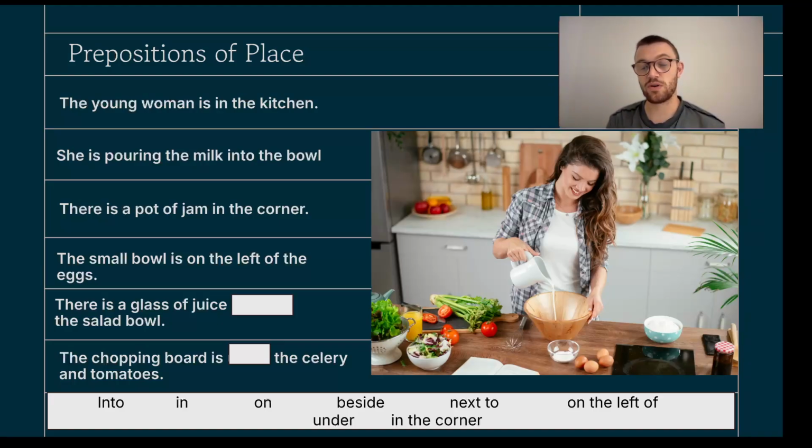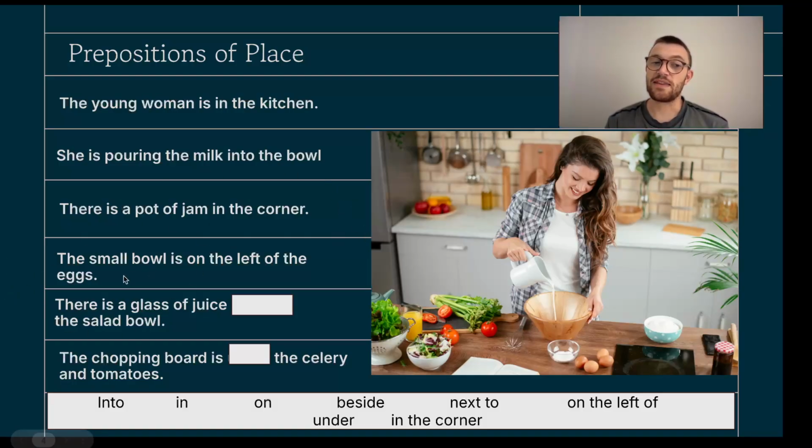So for left and right, we usually use on. You could have said next to. If you said next to, that is not a problem, because the bowl is next to the eggs. On the left of is just more specific.